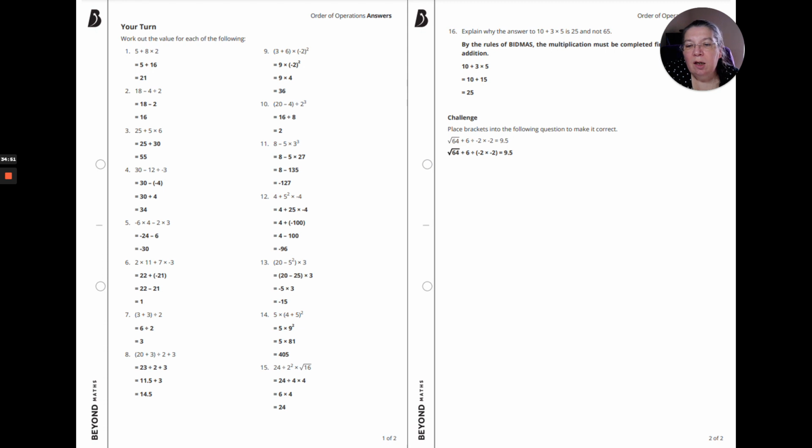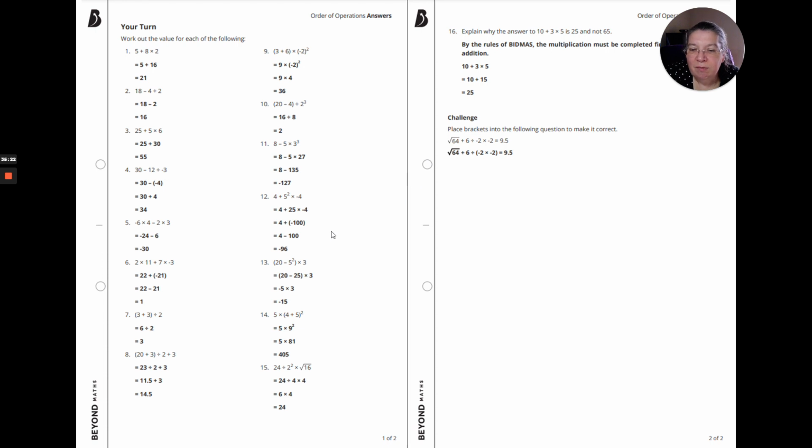Question 11. We need to do the indices first, then the multiplication, and then subtract. So indices, 3 times 3 times 3. 3 cubed is 27. Then we've got 5 times 27, which is 135. Then we can subtract that from the 8, which gives us minus 127.